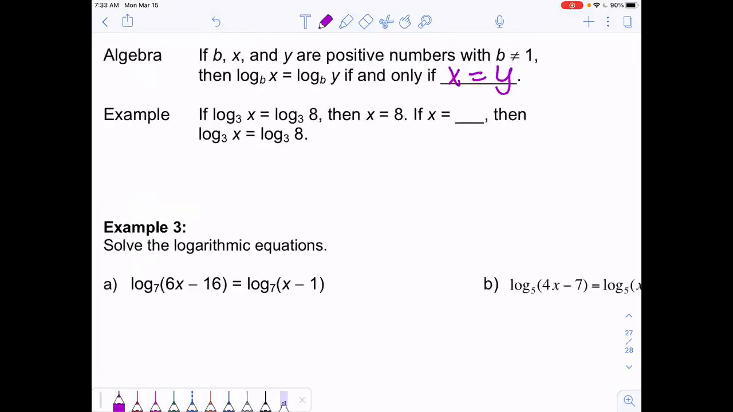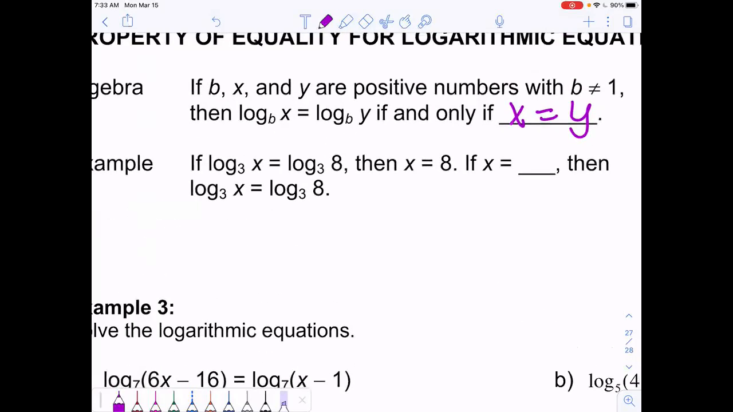So it says here, if the log base 3 of x is equal to the log base 3 of 8, then x has to equal 8. Because if I plug an 8 in here, that's the only value that's going to keep them equal. So the log base 3 of 8 is only equal to the log base 3 of 8. Can't be equal to anything else. Property of equality. So if x equals 8, then the log base 3 of x equals the log base 3 of 8.